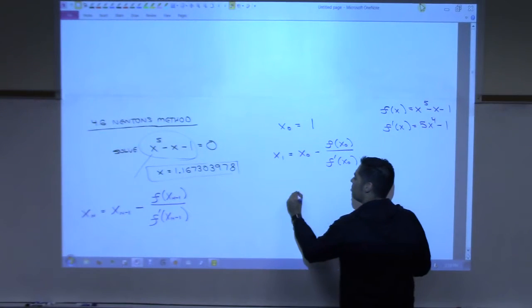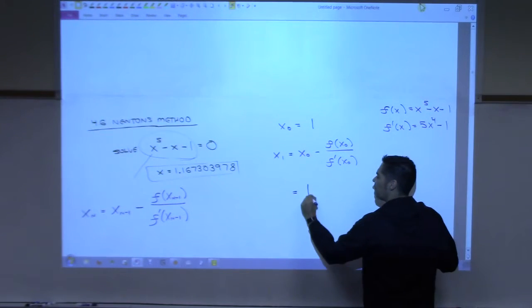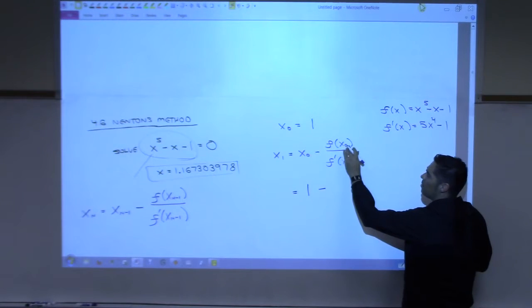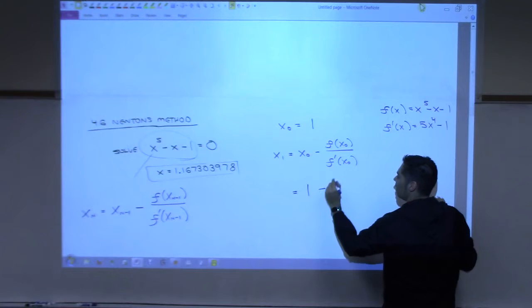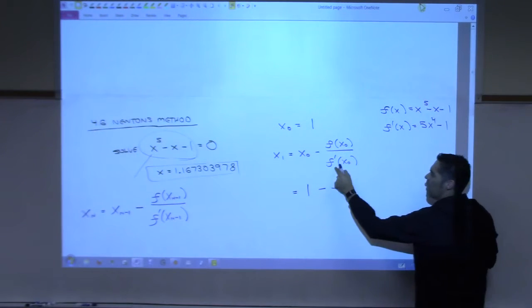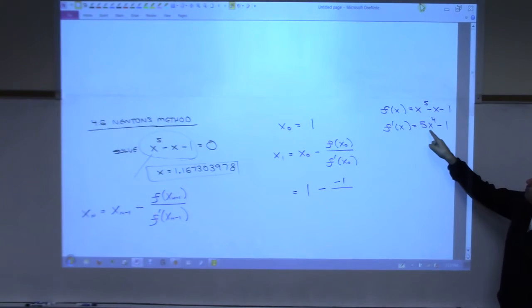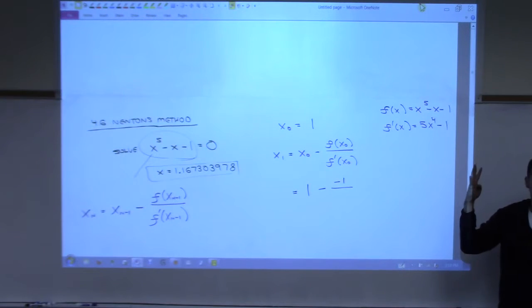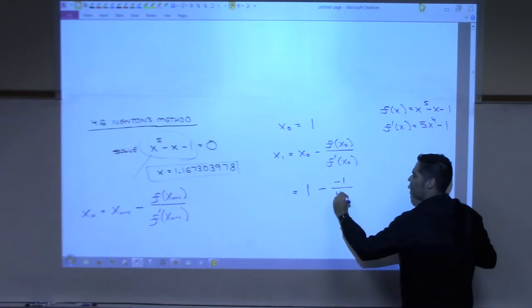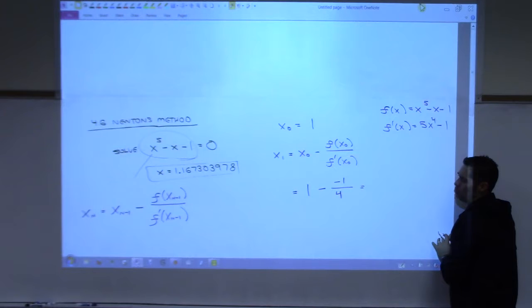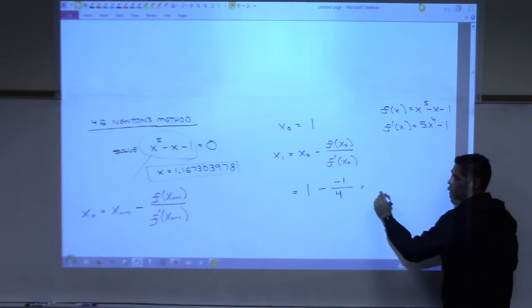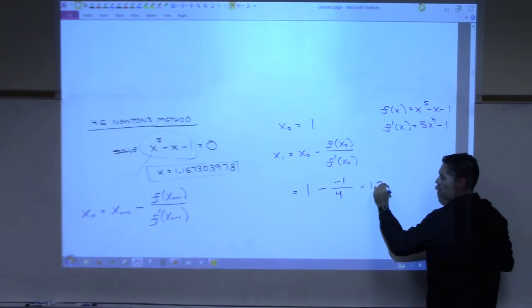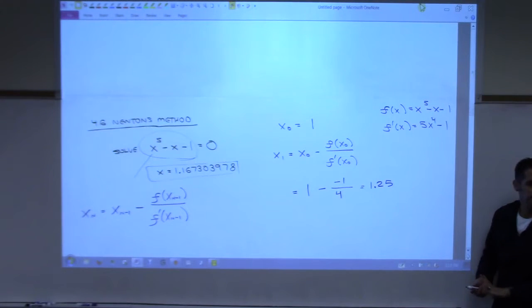So now I write it down. This is 1 minus, what's f of 1? Negative 1, over what's f prime of 1? 4. And if I do that, I get 1 plus a fourth, which is 5/4, which is 1.25.